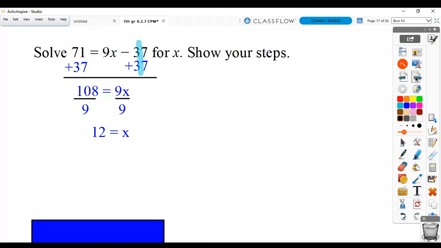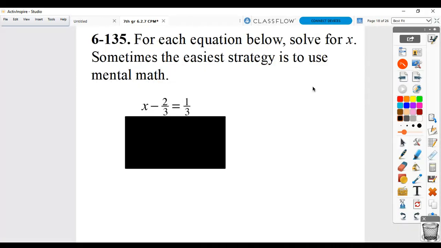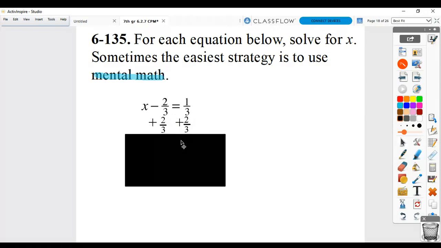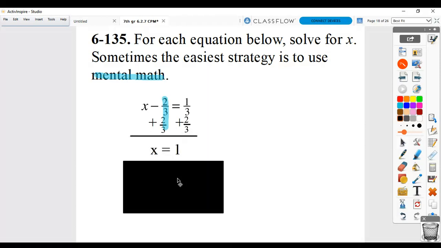It's good practice. For 6.135, they want you to solve for x, and they encourage you in this case that you may want to simply use mental math. All right, so x minus 2/3 equals 1/3. Mathematically, the way that we'd solve that would be to add 2/3 to both sides. When we do that, we get x by itself on this side, which is our goal, and the number term by itself on the other side. And so it ends up being x equal to 1.